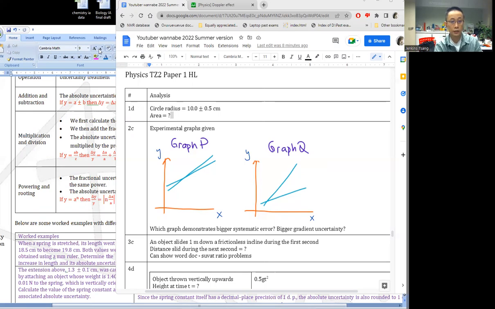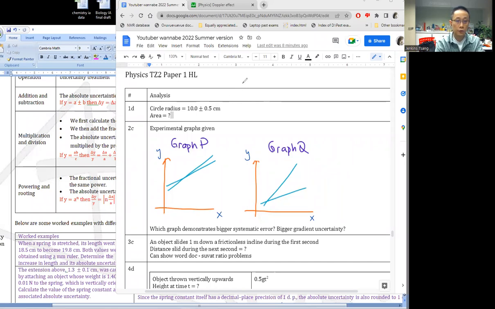I also hope that you guys can get a hand on the paper from either your teacher or from other legitimate internet sources. So let's get started with the first question, which is about uncertainty propagation as the area of a circle whose radius is 10.0 plus or minus 0.5 is being asked for.